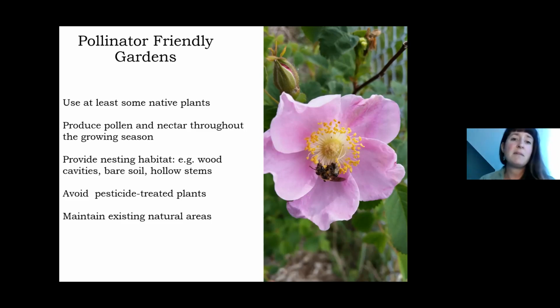Providing nesting habitat within your garden spaces, so that can include wood cavities, bare soil for those species that nest in the ground, and also hollow stems can even provide habitat. So it just reminds us about not cleaning up our gardens too much. And then avoiding pesticide-treated plants is important, especially neonicotinoids. And there again, I've said maintain existing natural areas, so I guess I don't need to say that again.